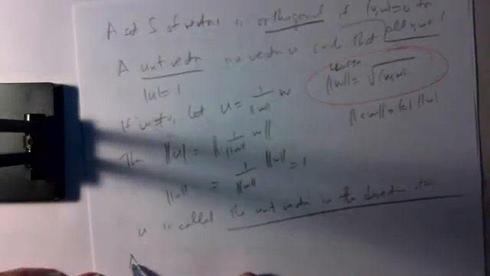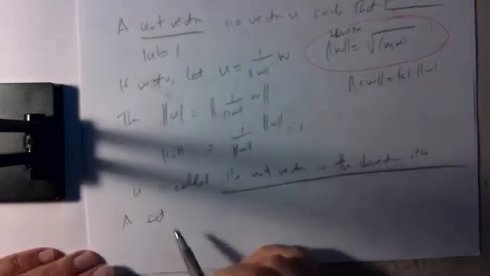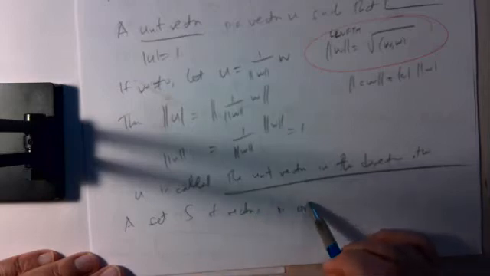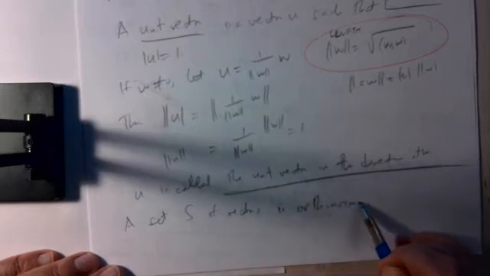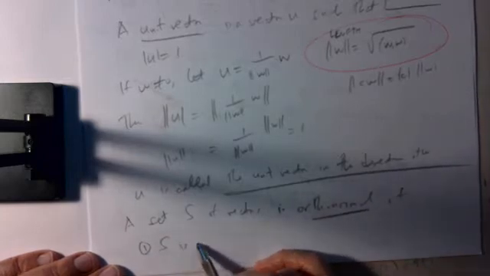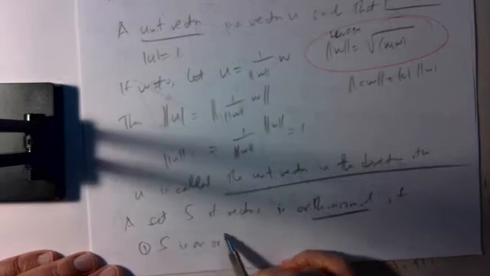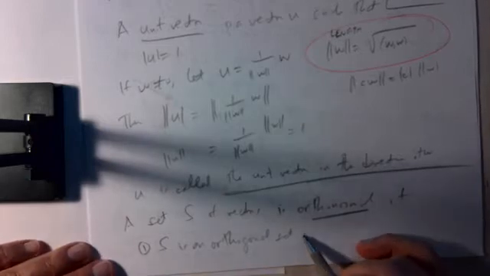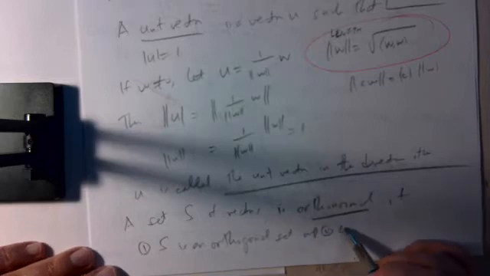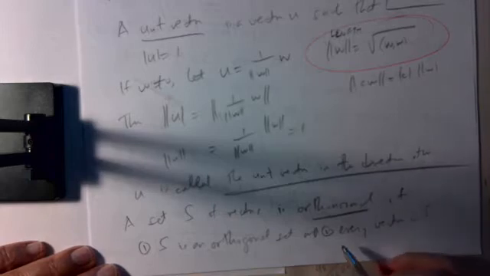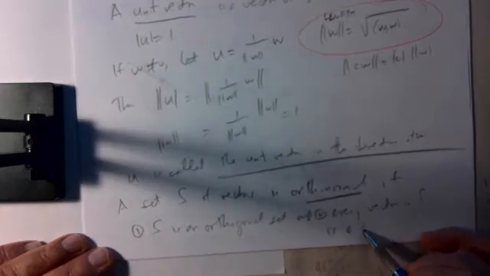And we say a set S of vectors is orthonormal if first S is orthogonal, so every pair of vectors in S is perpendicular, and every vector in S is a unit vector.